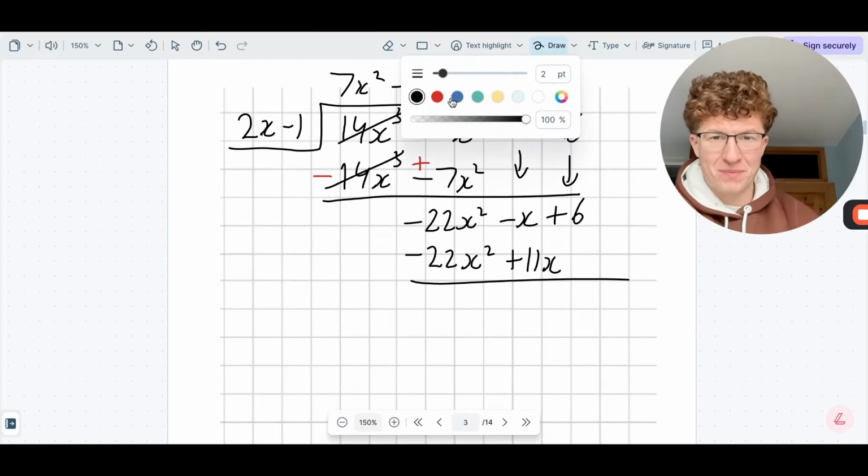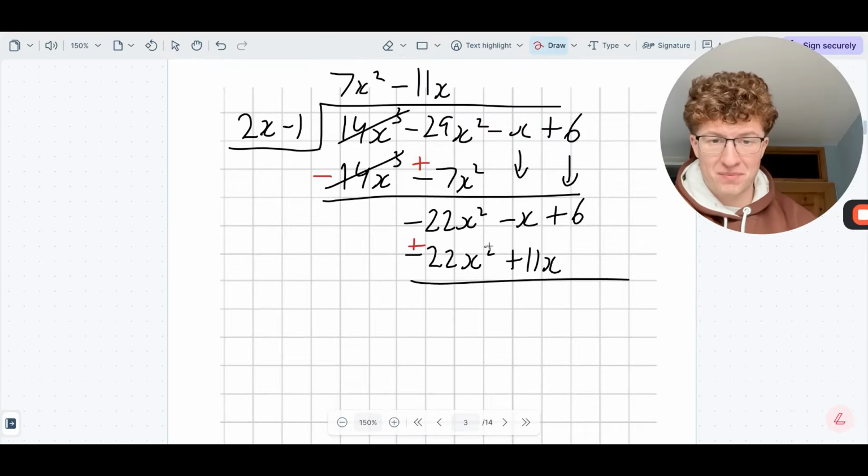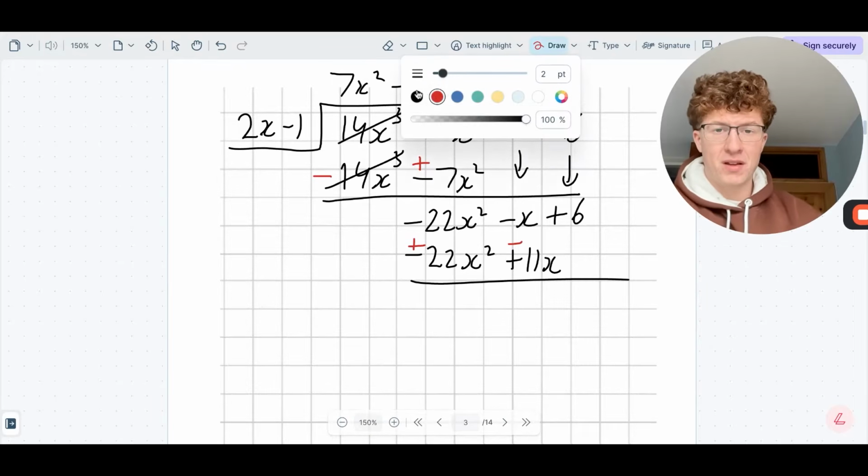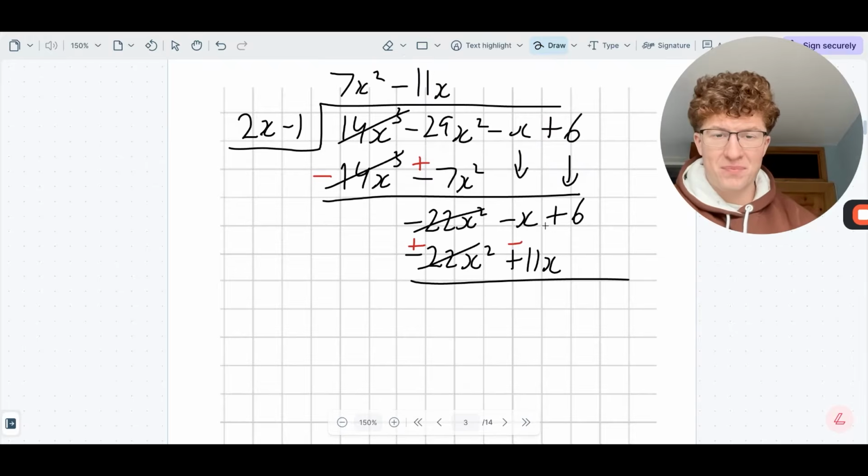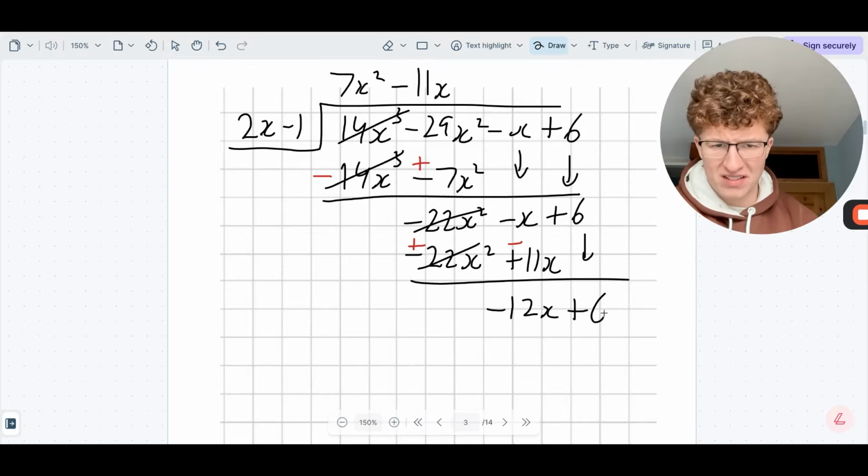Draw the line. Flip the sign. That's going to become a plus. That's going to become a minus. Then these are going to cancel. Negative x minus 11x is going to be minus 12x. Don't forget the 6. Bring down the 6.